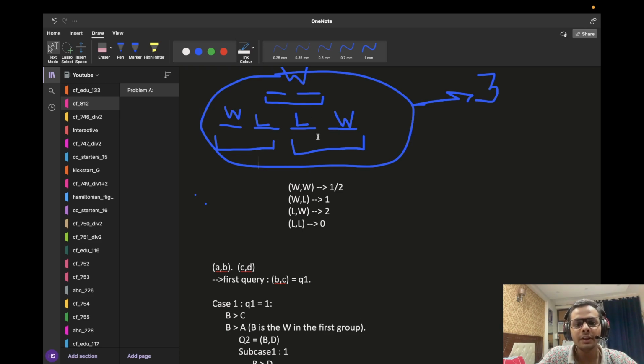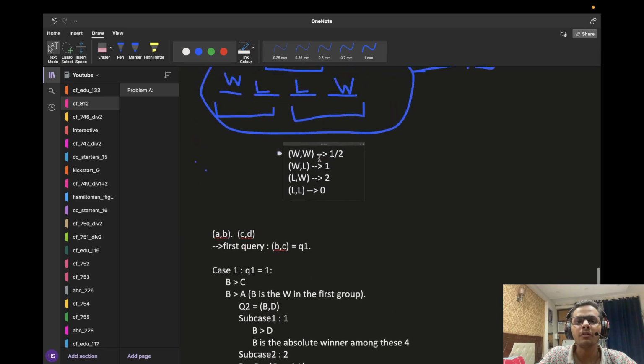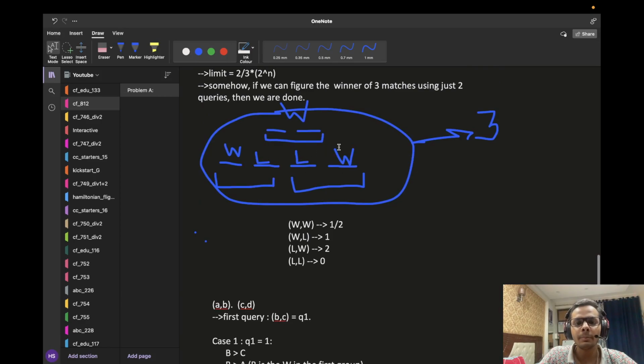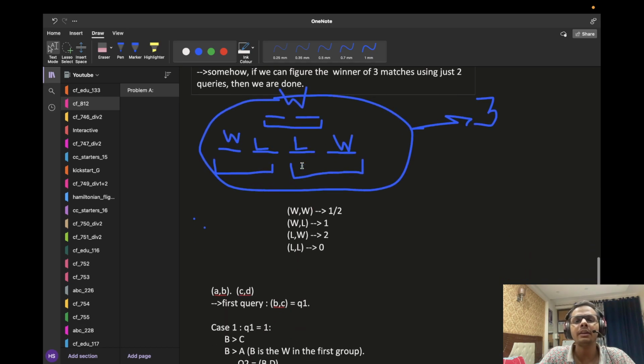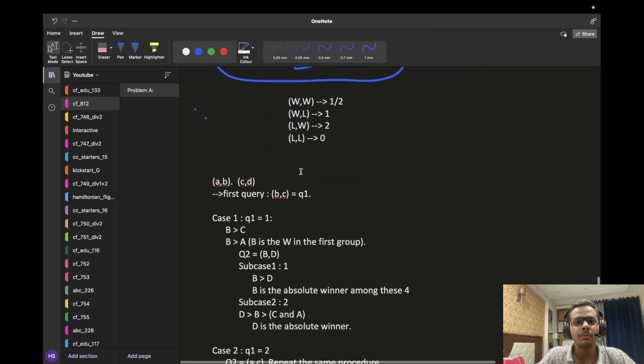So yeah, in this way we figure out the winner of all these four people. That is, three games will be played among them, but we figure out the result of all these three games using exactly two queries. So the total number of queries that we use is somewhere around 2 by 3 into 2 raised to the power n, which is our limit. So this should ideally work. So yeah, this completes the solution.